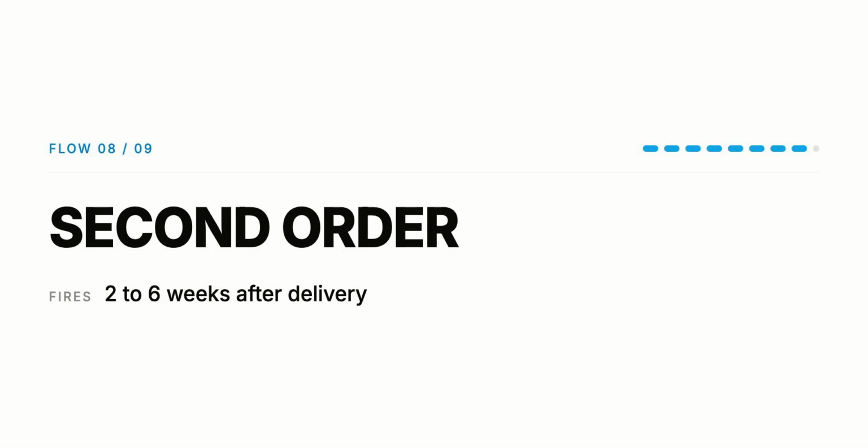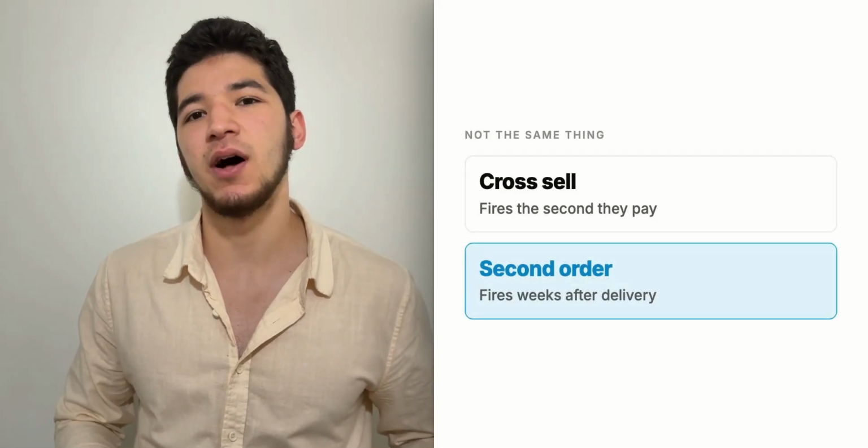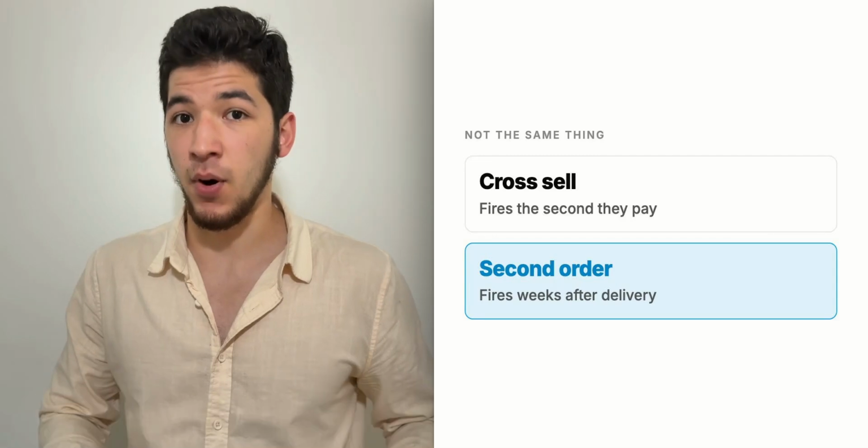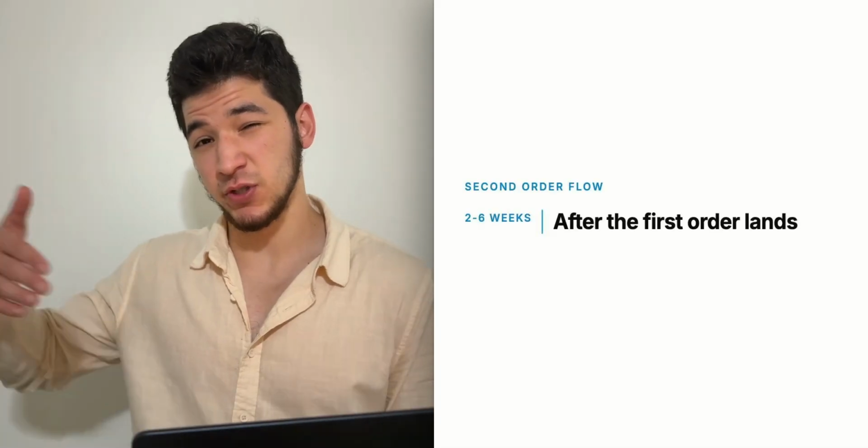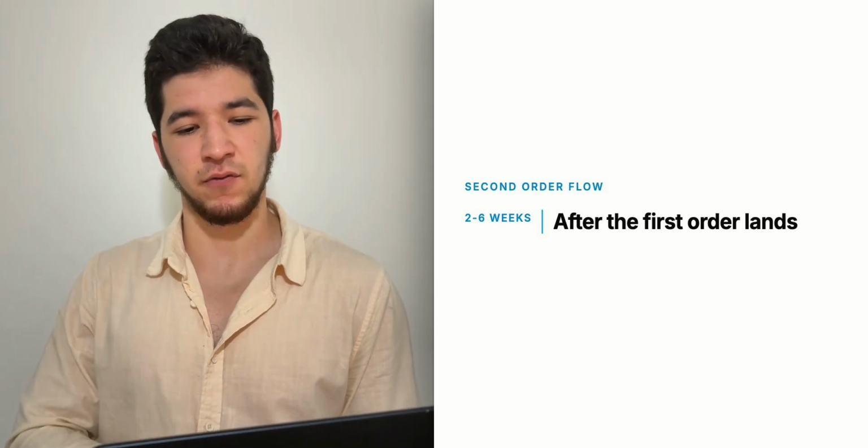Flow number 8 is very interesting. It's called second order flow. You might think that cross-sell and second order are similar, but no. Cross-sell fires immediately. Second order fires after quite a time, when they've bought the product and they've already used it. You send it about 2 to 6 weeks after they've got their first order.